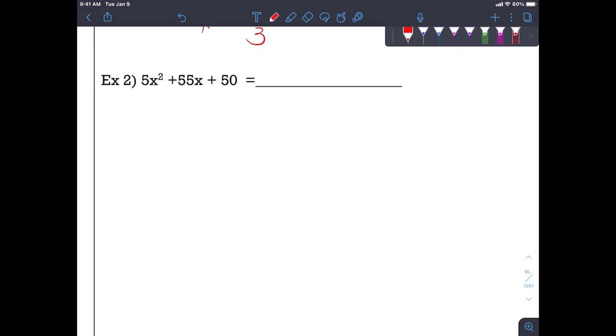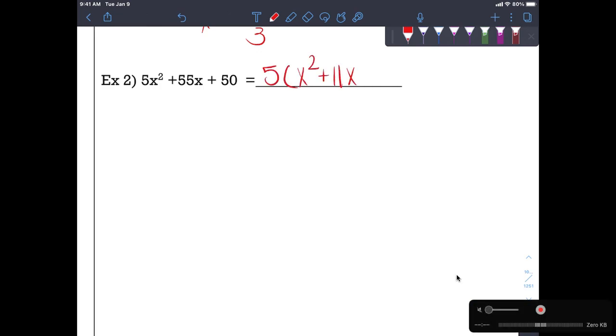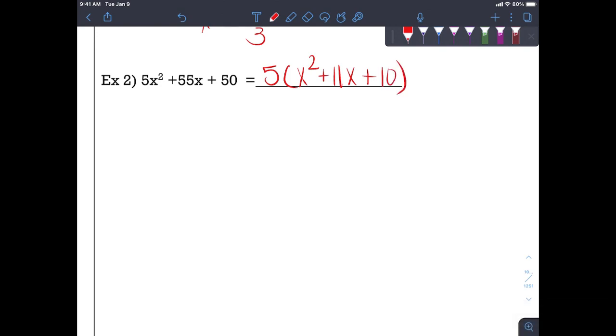So for this particular problem, I see that they all have a 5 in common. So I'm going to take that 5 out and divide everything else by 5. Now I have something that's a little bit easier to work. I'm going to multiply my new A and my new C together. And I need two numbers that will multiply together to give me 10, but add together to give me 11. And those are pretty simple to find, 1 and 10.